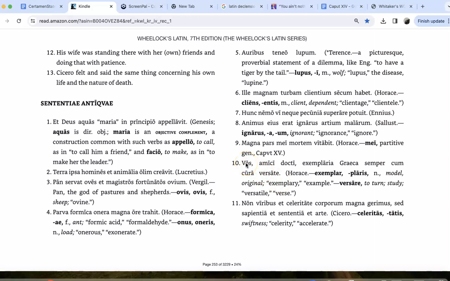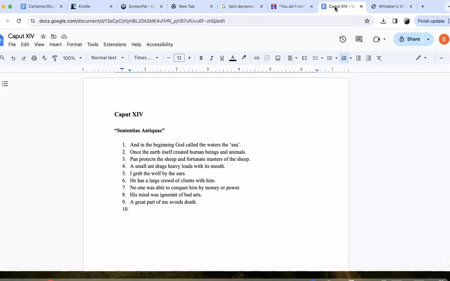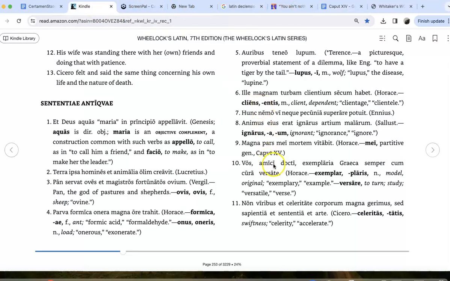When you look up words using Whitaker's Words or Dictionary, you probably have something like this. You, friends, learned, examples, Greek, always with care, study. So here we have second person plural. So you, my learned friends. So this one would probably have to go a little bit slower. So you, my learned friends.